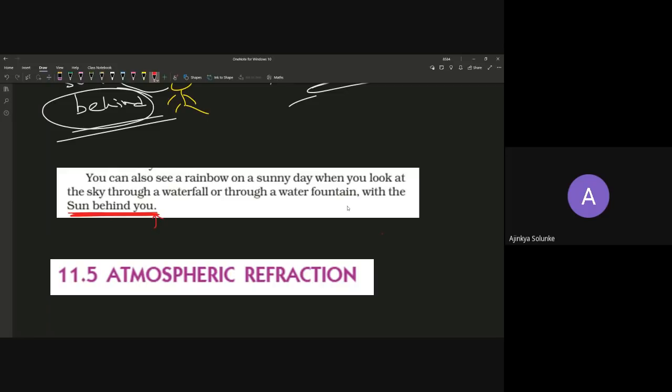Have you done that? Have you underlined that particular word? Let me know if you have underlined that particular thing. Sun behind you. Have you underlined that? How many times do I have to ask you just a simple question?